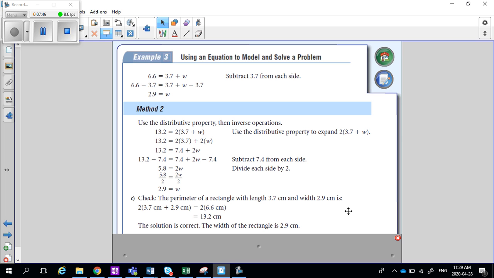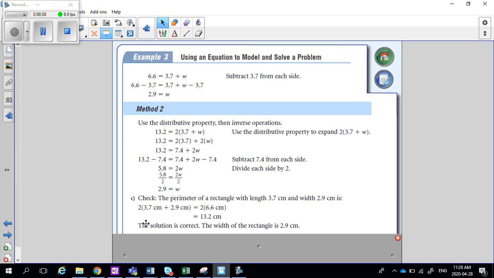Okay, so if we want to verify, a lot of times it'll say verify your solution or check your solution. What does that mean? That means we have to go in and make sure it works. If we know that perimeter means the distance all the way around the outside, one way we could do that is we could say, okay, 3.7 plus 3.7 plus 2.9 plus 2.9. Does that give us 13.2? If it does, then it's right. If it doesn't, then we did something wrong.